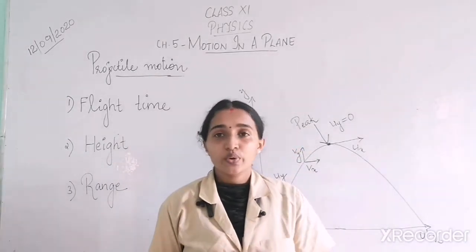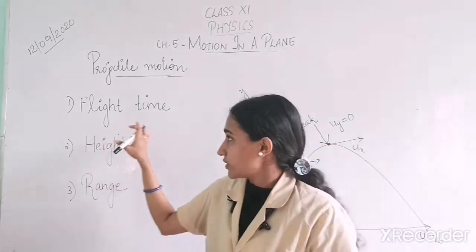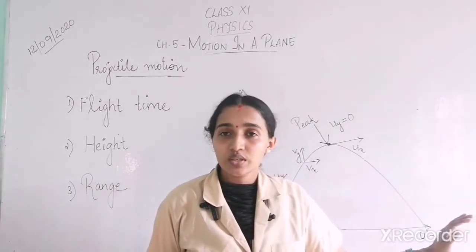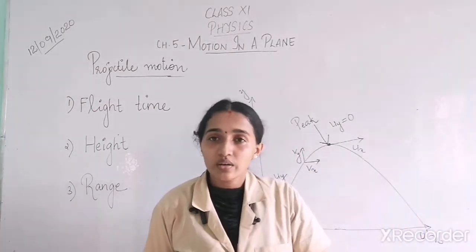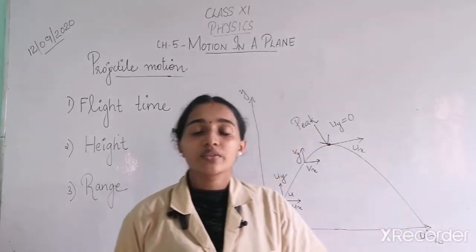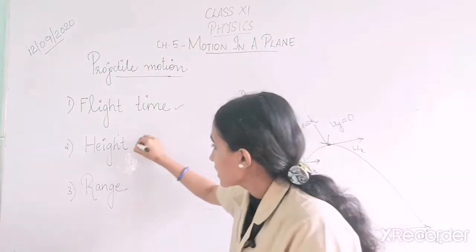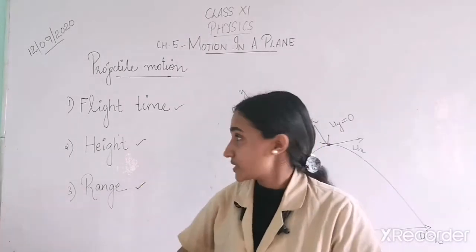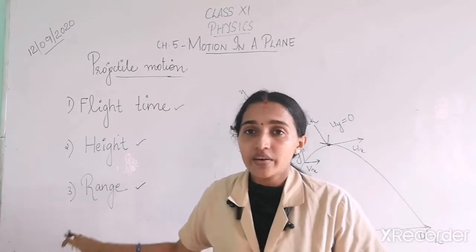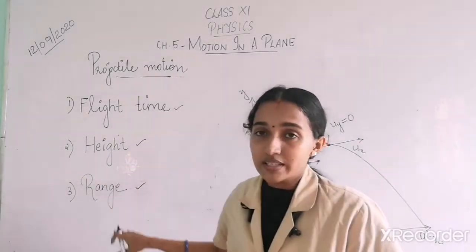Now, in our last few days we have been discussing what projectile motion is, and we have proved that the path or trajectory of a projectile motion is parabolic. So that was one essay for you. Now the second essay or derivation part in projectile motion is that you have to derive equations for three terms: flight time of a projectile, height of a projectile and range of a projectile. Now first let us see what these terms are.